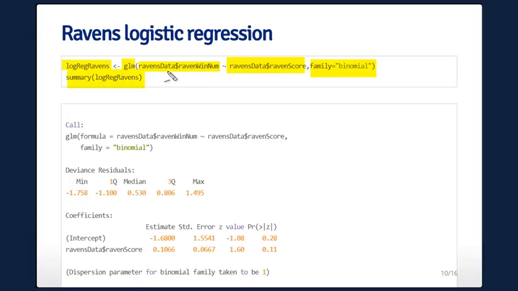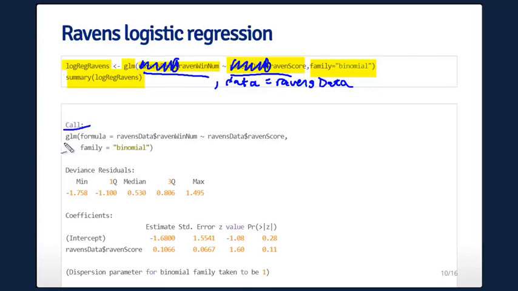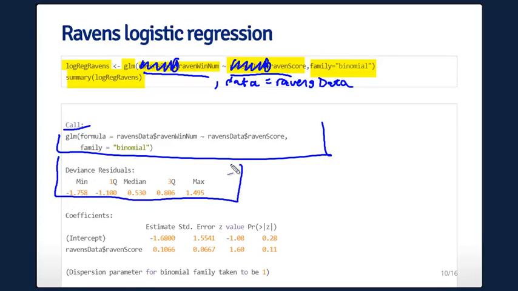By the way, you don't necessarily have to use the $ to grab the column variables from that data frame. You can actually just put comma data equals Ravens data, and then you can omit that part and that part if you want. Okay, so then glm tells you what formula you called. It gives you a summary of the generalized form of the residuals, and then it gives you here's beta naught and beta 1.